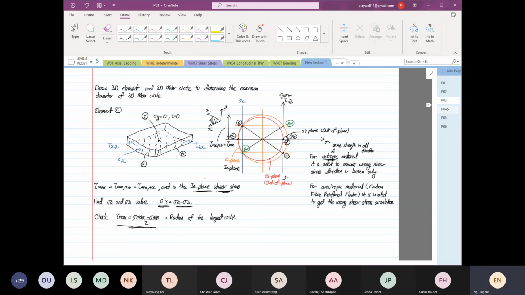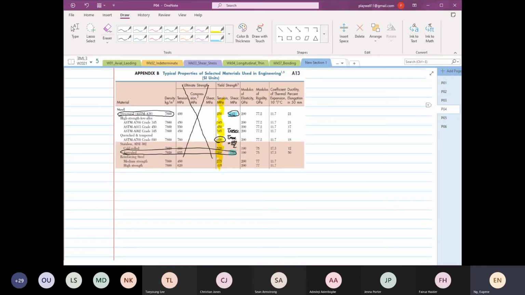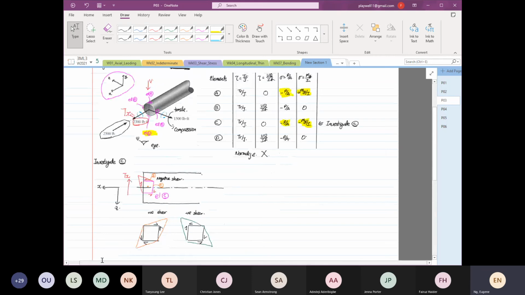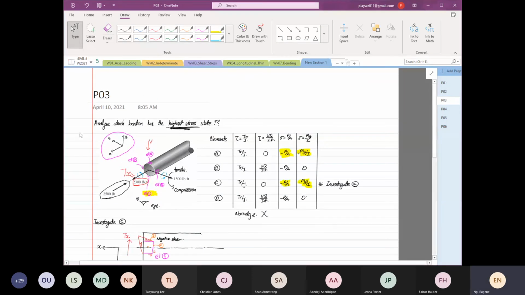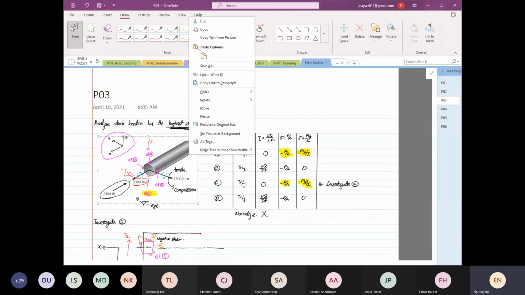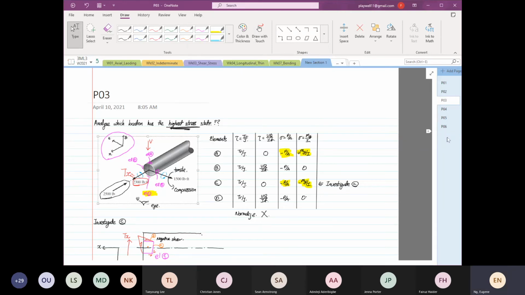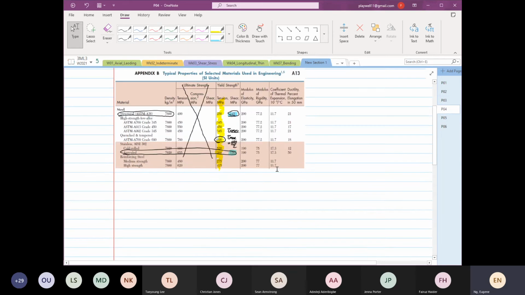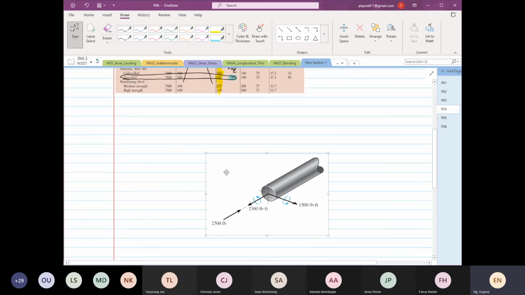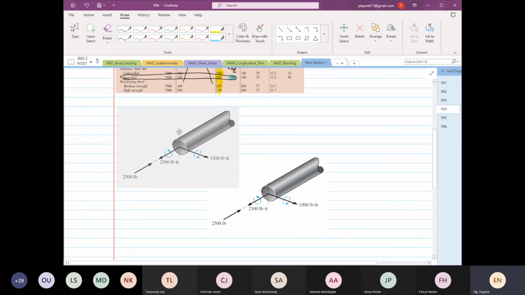Okay, so we're going to proceed. As I said before the break, we are just going to put in numbers now. Okay, so I'm going to still get that figure. So let's see what we have.